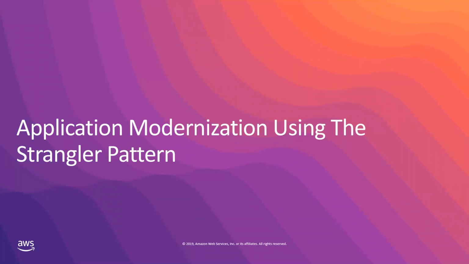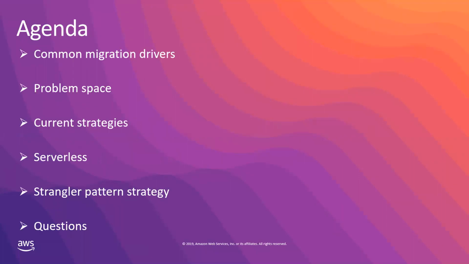So with all that terminology overview out of the way, we can dive into the core here. One of the things that we're focused on is the strangler pattern. We'll talk about how that fits with other patterns. I'm going to spend a little time talking about migration drivers. Why would people migrate? A little time talking about where this becomes sticky, so the problem space that we're dealing with. Current strategies that are out there that people are using and are commonplace. Again, talk a little bit about serverless and then move into the actual strangler pattern.